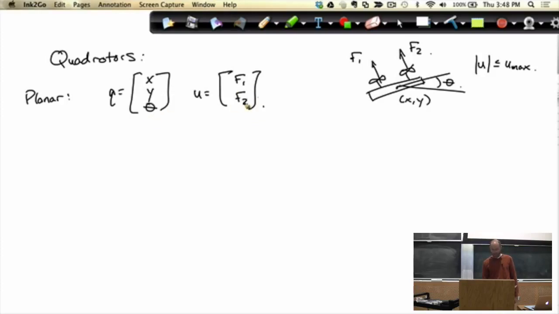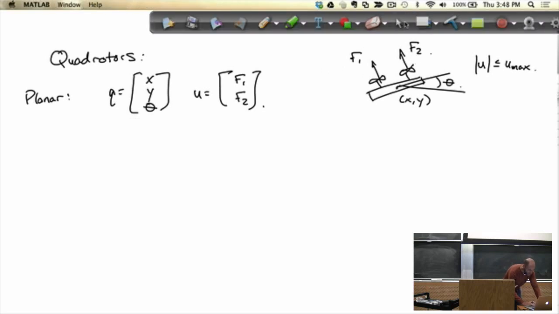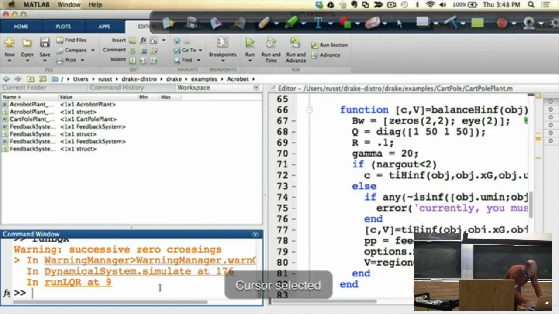But nevertheless, it's controllable about the origin. So you take a simple model of the quadrotor. You decide on what your relative importance is between q, or x, y, and theta, and your force input. You can call the linearization in MATLAB, and that's going to work just fine too.